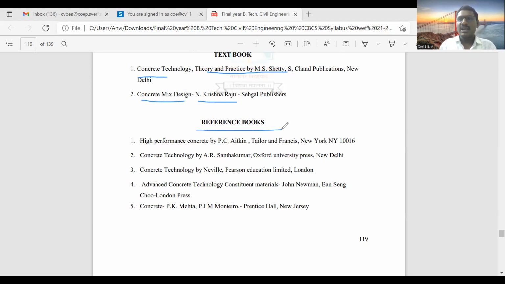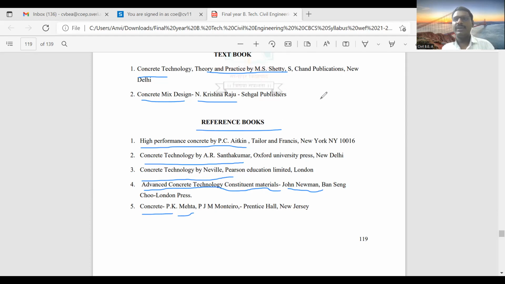Then the reference books available for this subject are High Performance Concrete by P.C. Aitcin, then Concrete Technology by A.R. Santhakumar, then Concrete Technology by Neville, then Advanced Concrete Technology: Constituent Materials by John Newman, and Concrete by P.K. Mehta. So these are the 5 reference books, and 2 textbooks are also available for our subject. So we will get the literature from these books.